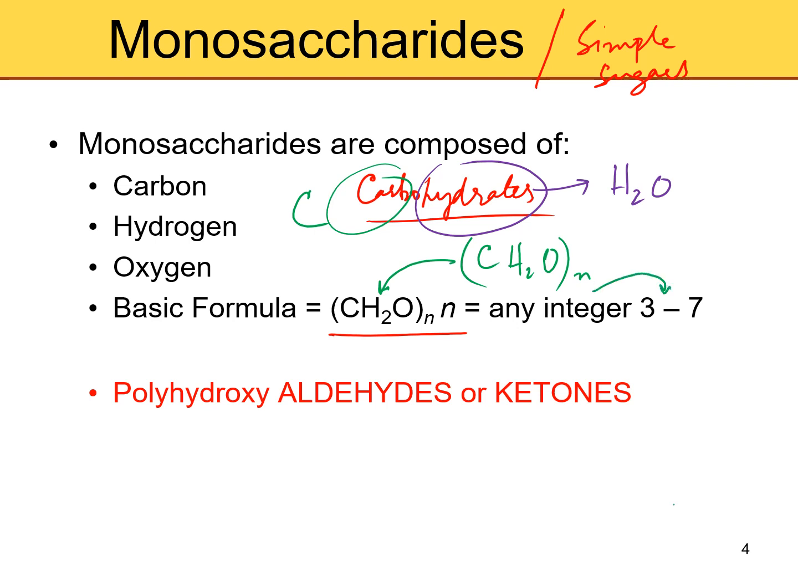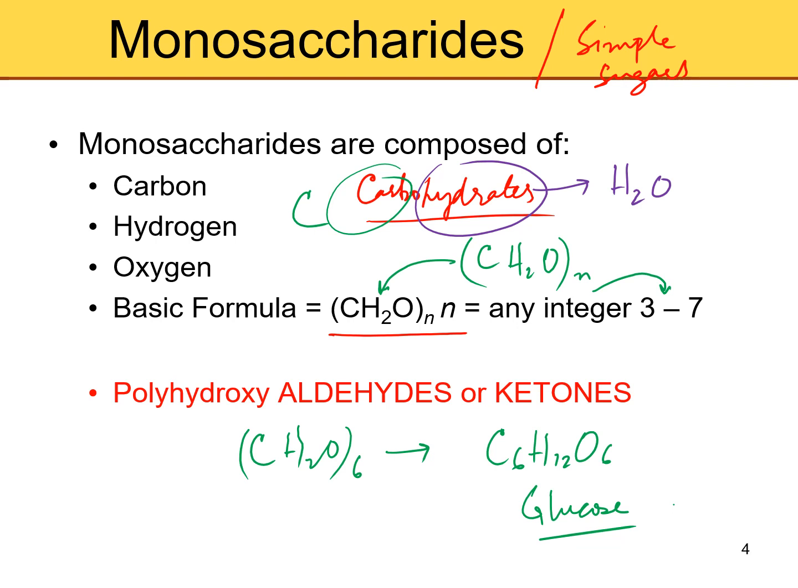Here n can be 3, 4, 5, 6. For example, if I say CH2O 6 times, and you multiply that out, you get C6H12O6, and this is glucose, which is a monosaccharide. So that's one definition: these are hydrates of carbon, or CH2O many times.